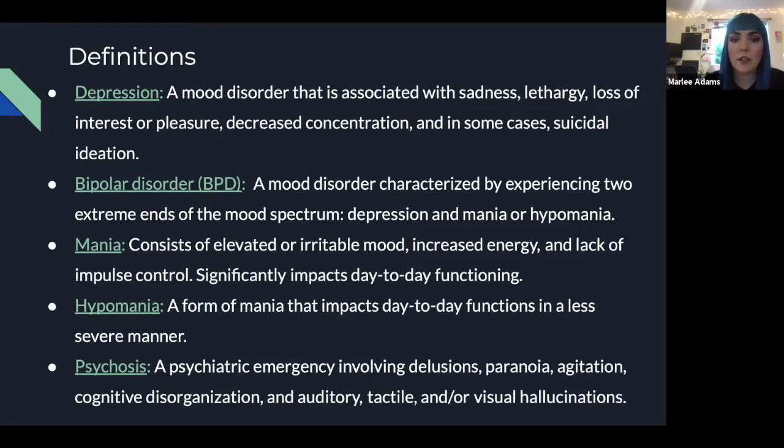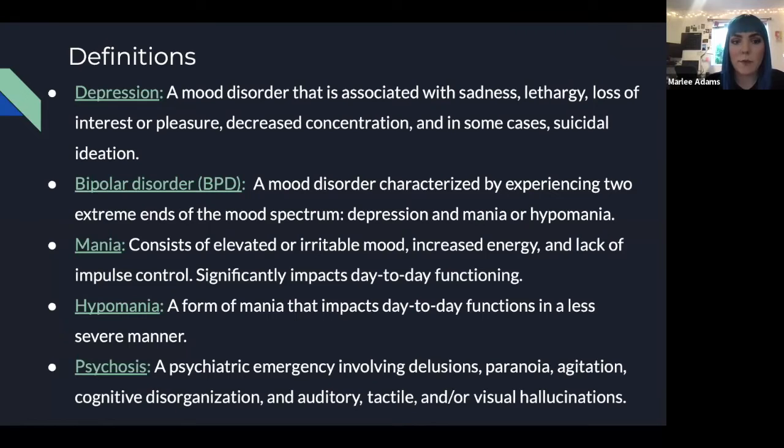Mania and hypomania are quite similar. They both involve an elevated or irritable mood, increase in energy, lack of impulse control, and typically difficulty sleeping as well. They both impact day-to-day functioning, but mania is typically more severe than hypomania. To give you an example, someone in a manic episode might have impulse control difficulties that result in them gambling all of their money away, while someone in a hypomanic episode may have similar difficulties with money management, but spends maybe thousands of dollars, but not depletes all of their money, if that makes sense.